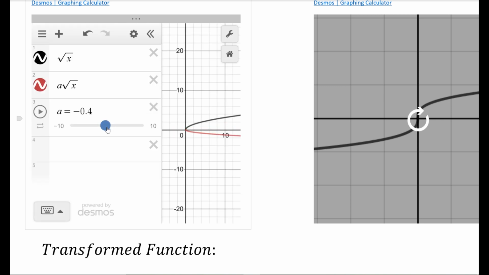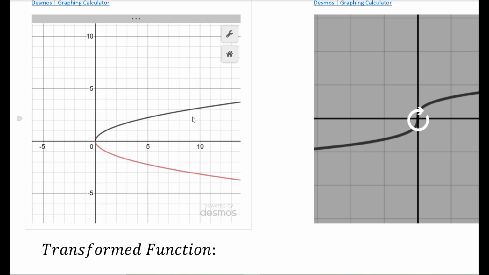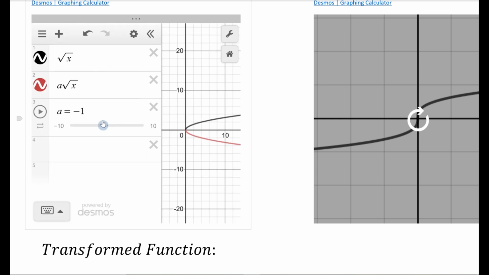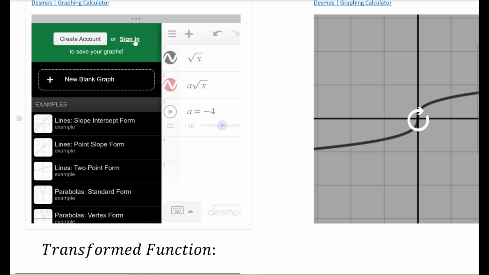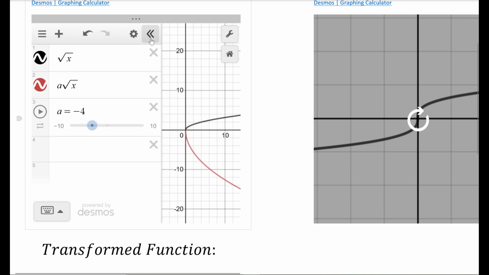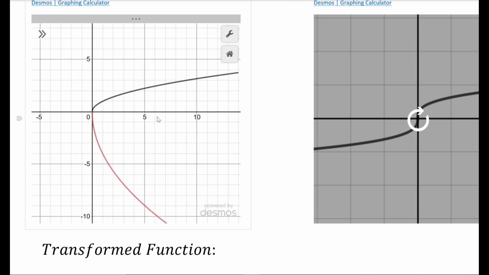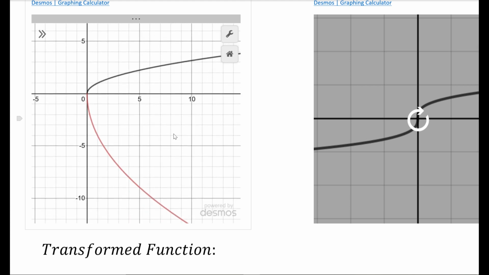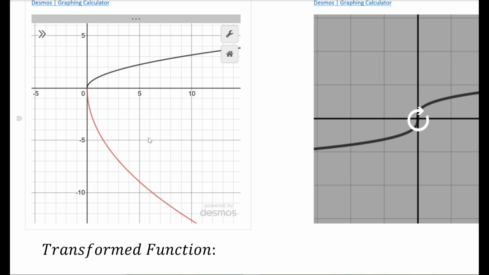And then if we go to the negatives, now it's starting to be reflected. We can tell it's being reflected about the x-axis. If we go further into the negatives, negative 2, negative 4 and so on, it's being reflected, but then it's also being stretched in that other direction. So it's basically a combination of two different transformations, a reflection and a stretch.